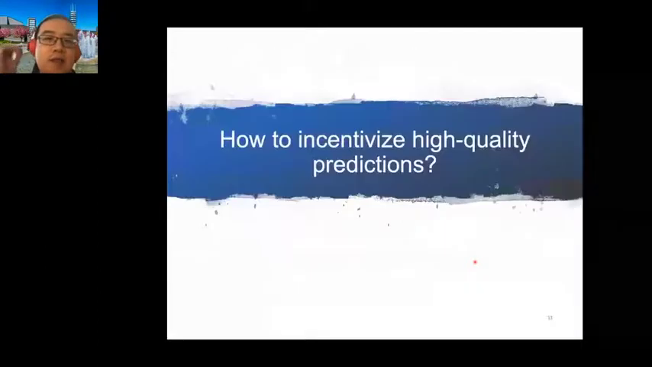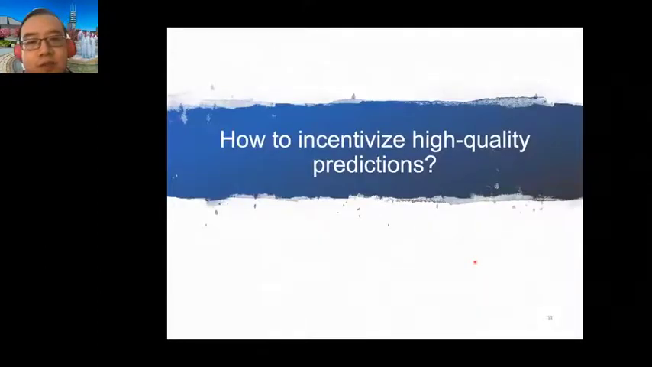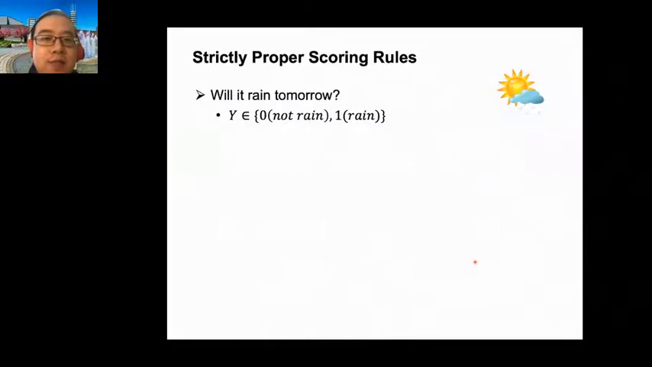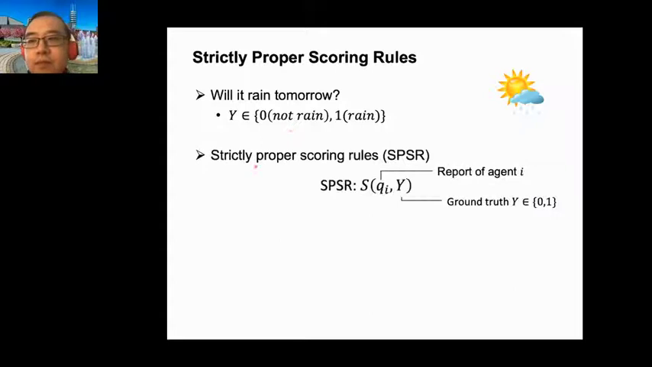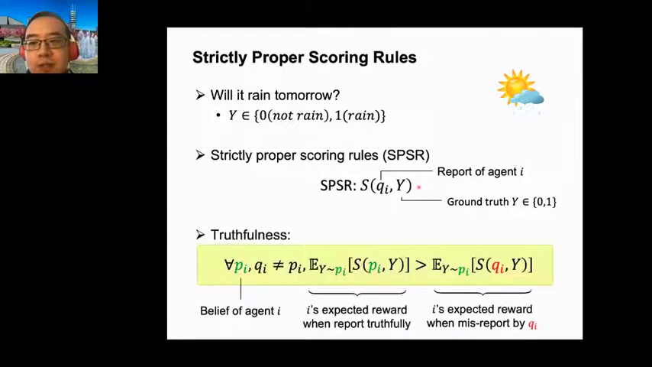So first, let's talk about how to incentivize high-quality predictions. Let's first see the standard approach to solve this problem when we know the ground truths. The standard approach is called the strictly proper scoring rules. Let's consider a simple forecasting question, a binary one. We use Y to denote the actual outcome. The strictly proper scoring rules are functions of the reported prediction Qi and the ground truth Y. And it should satisfy this truthfulness property.